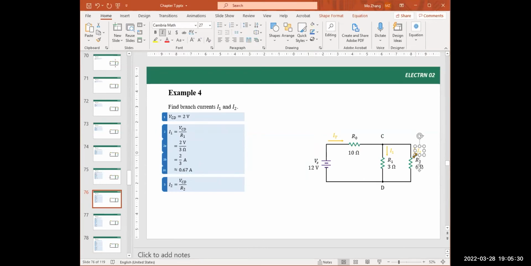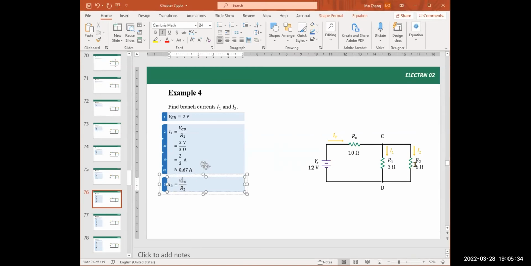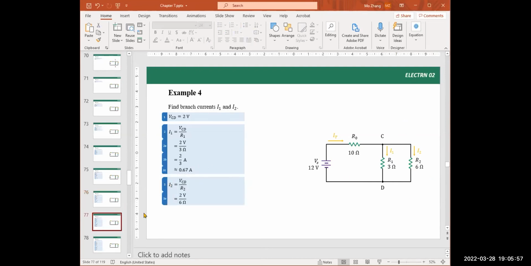The current that flows through R2 equals its voltage, which is the same voltage, the voltage across nodes C and D, 2 volts, divided by the resistance in this branch, that is R2. And once we find a number, this is the current that flows in that branch. So let's see.